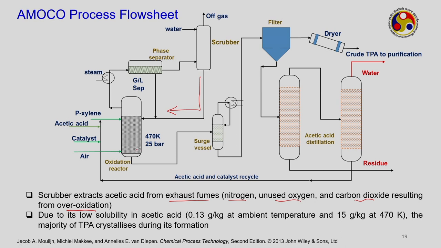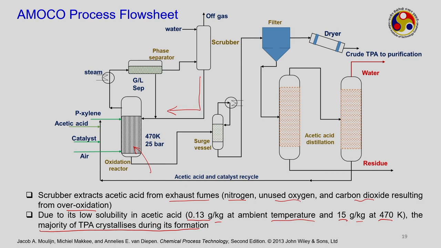Now please focus on this particular reactor condition. Due to its low solubility in acetic acid, the TPA is having very low solubility in acetic acid. So it is a solid liquid mixture. So solid is here the TPA, and liquid is here the acetic acid and catalyst. So if you see, the solubility is only 0.13 grams per kg at ambient temperature, and just 15 grams per kg at 470 Kelvin. So the majority of the terephthalic acid crystallizes during the formation in this oxidation reactor.